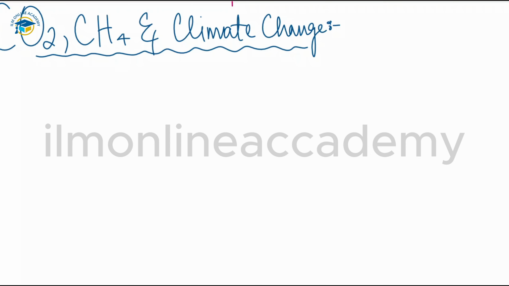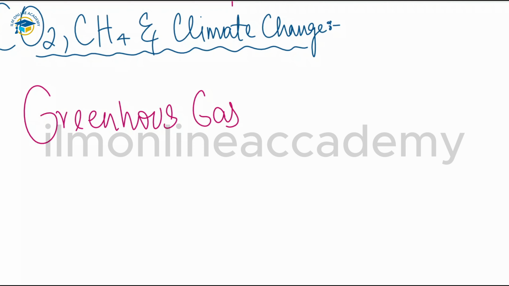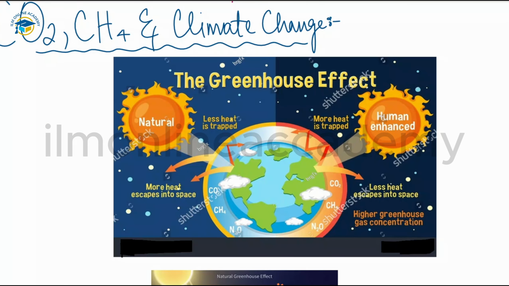A greenhouse gas is a gas that absorbs the heat reflected from the surface of the earth, stopping it from escaping the atmosphere. So global warming causes an increase in the average temperature, and this is leading to climate change. There are several greenhouse gases. First we have water vapor, second we have carbon dioxide, and third we have methane.